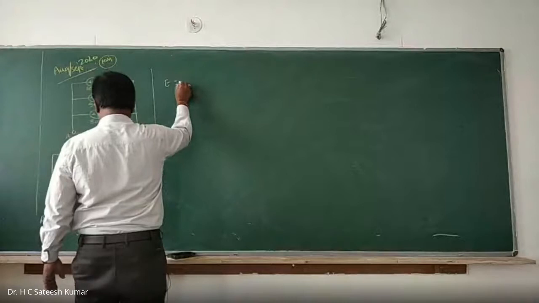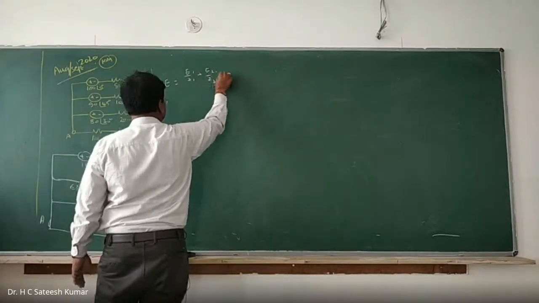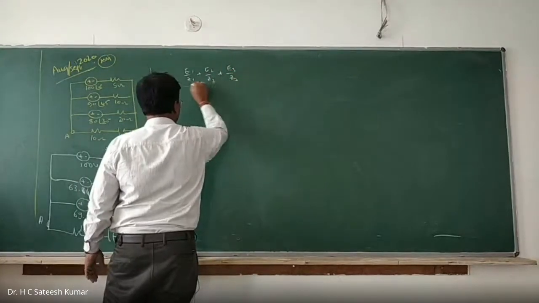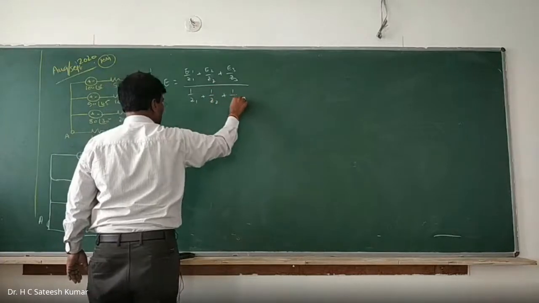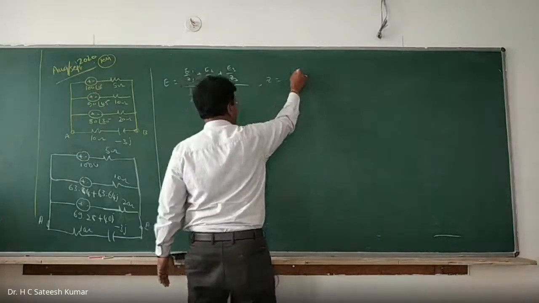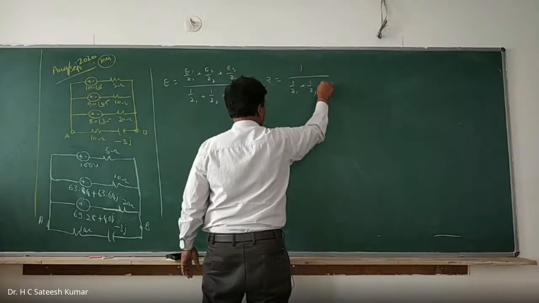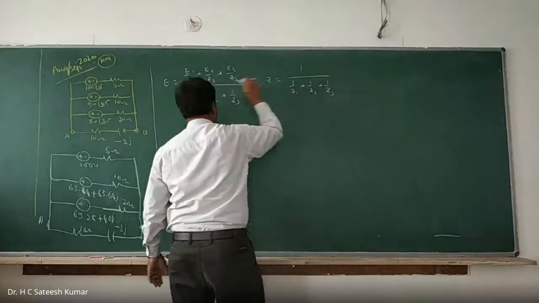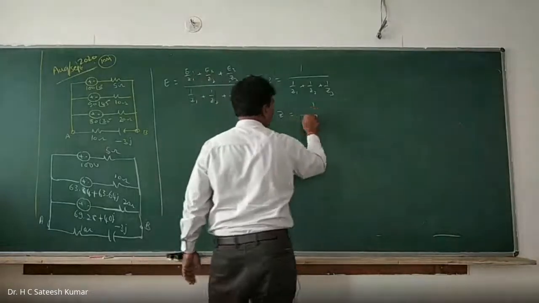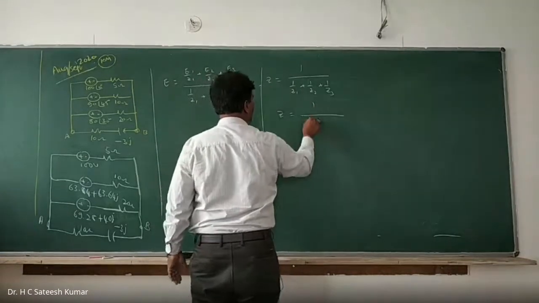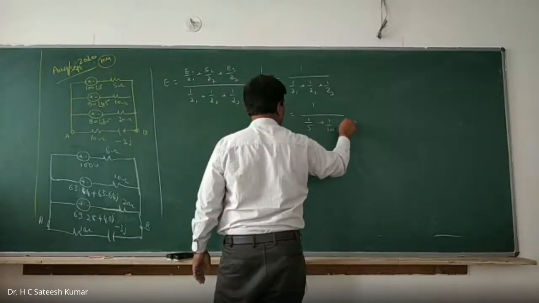Find out E. E is equal to E1 by Z1 plus E2 by Z2 plus E3 by Z3 divided by 1 by Z1 plus 1 by Z2 plus 1 by Z3. And Z is equal to what? Z is equal to 1 divided by 1 by Z1 plus 1 by Z2 plus 1 by Z3. First you do this one so that I can substitute here. Z is equal to 1 divided by 1 by 5 plus 1 by 10 plus 1 by 20.